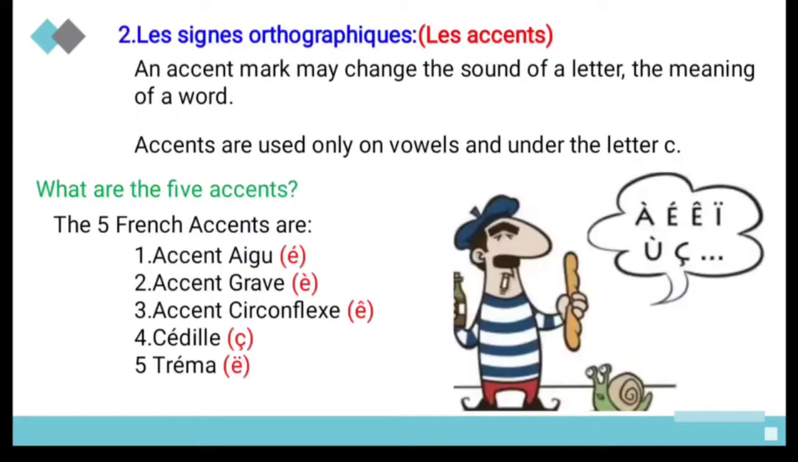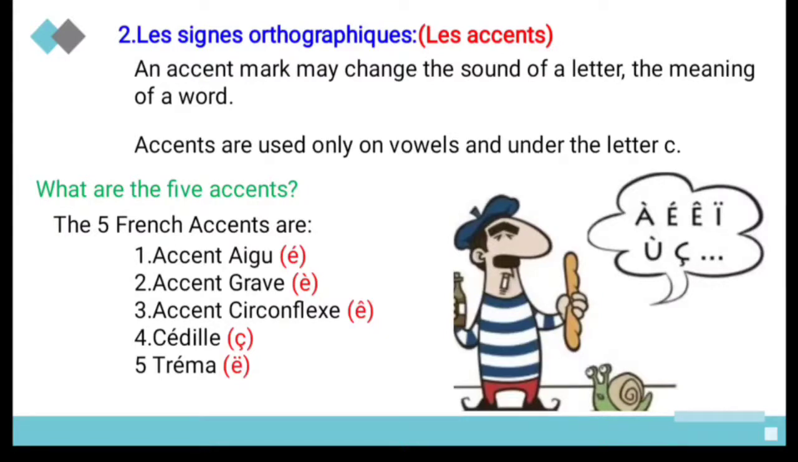And move to the second content. What is the second content? Like the orthographic signs, it's called what? Accents. So what is meant by accents? A distinctive way of pronouncing a language, that is called what? Accent. So let us see the definition of accent. An accent mark may change the sound of a letter or the meaning of the word. So it changes the sound of the letter, and it changes the meaning of the word also.